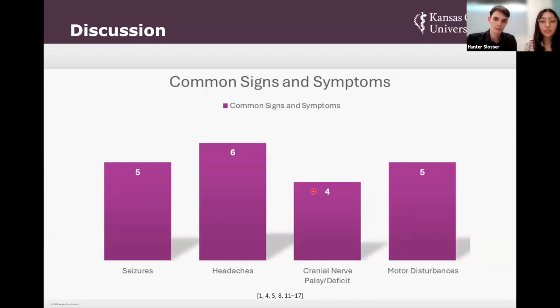All right, and here we have the common signs and symptoms that presented in these 12 cases. We had seizures, headaches, cranial nerve palsies and deficits, and motor disturbances. Headaches were the most common symptom, however, they were very nonspecific. The ones that were more specific to the grade 2 astrocytomas were cranial nerve palsies and deficits.